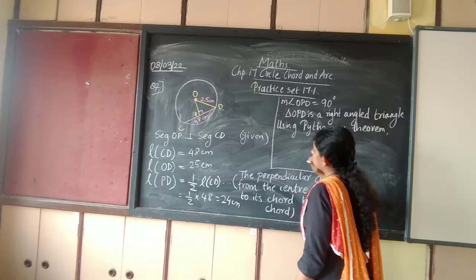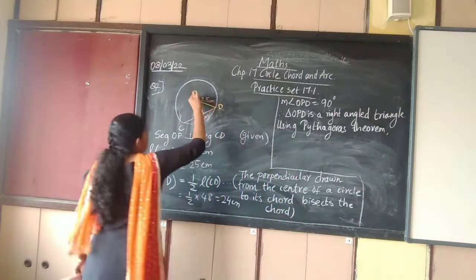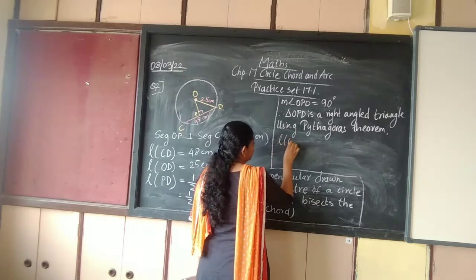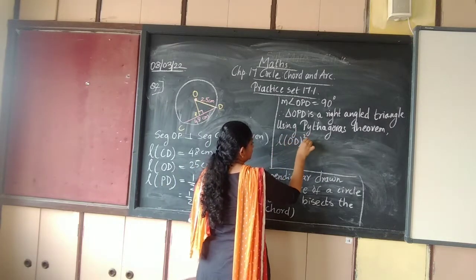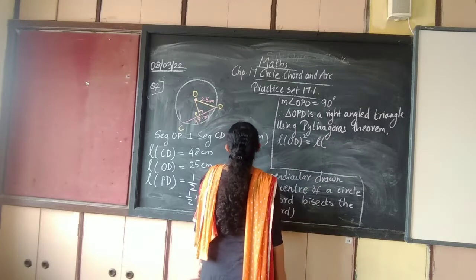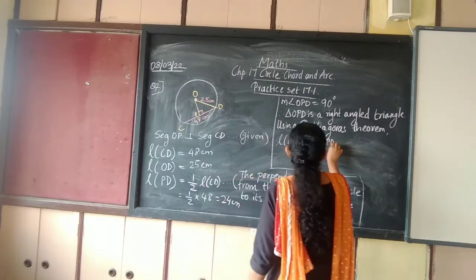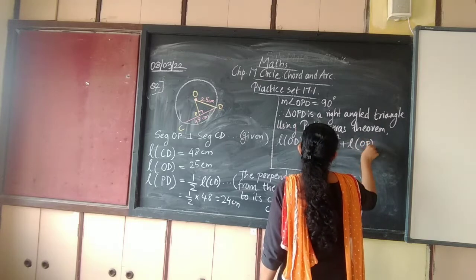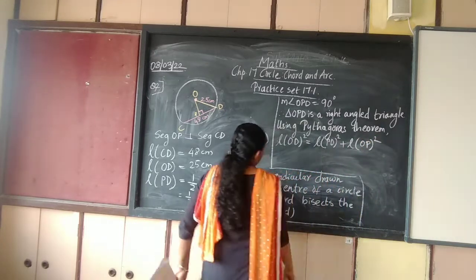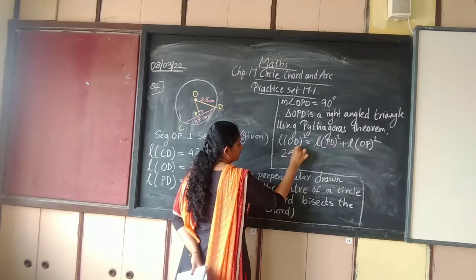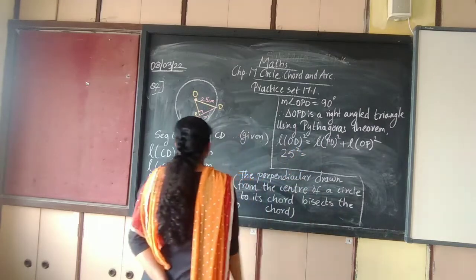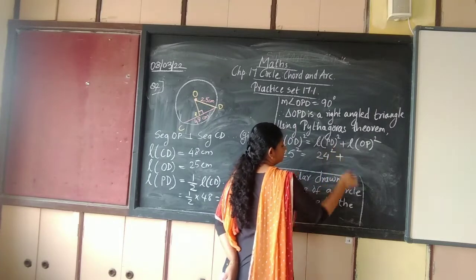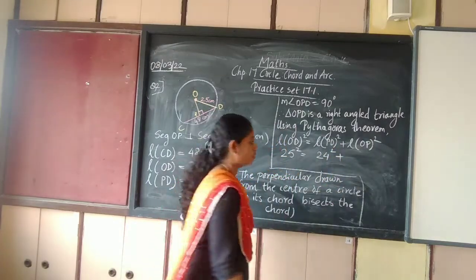Which is the hypotenuse here? Hypotenuse is OD. So length OD square is equal to length PD square plus length OP square. OD we already know is 25, so 25 square is equal to PD, how much? We just found 24, so 24 square plus OP square.